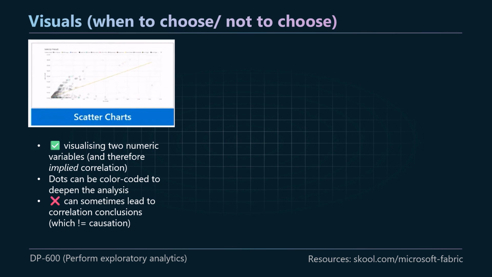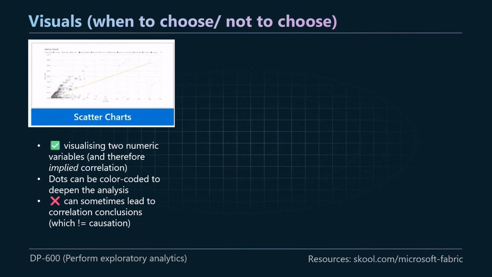Now, obviously, you need to be careful when you add a third variable, because having a scatter chart with lots and lots of different categories of different colors can be quite difficult to interpret from a user perspective. Another warning with these types of charts is that it can sometimes lead the user to come to conclusions about correlation between these two variables. And as we know, correlation doesn't always equal causation. So that's something to bear in mind.